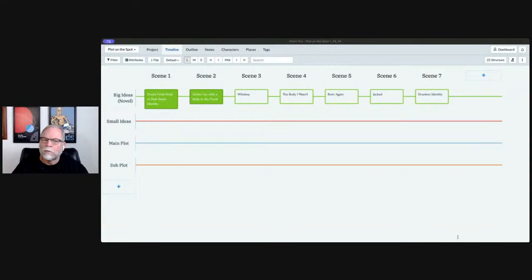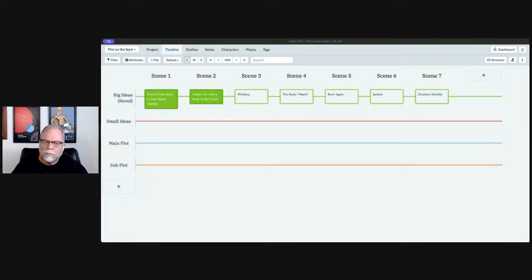Ooh, I kind of like, so 4, The Body I Wasn't. 6, okay, Jacked. It'd work if we said in the 70s. We're going to talk about the setting here in a minute. 4 and 4. 4 has got a lot of votes. Number 4.